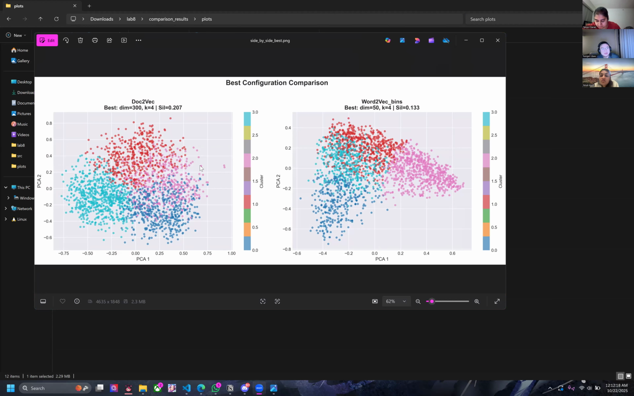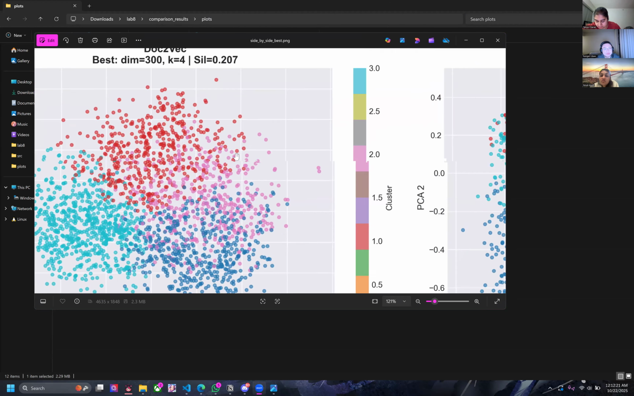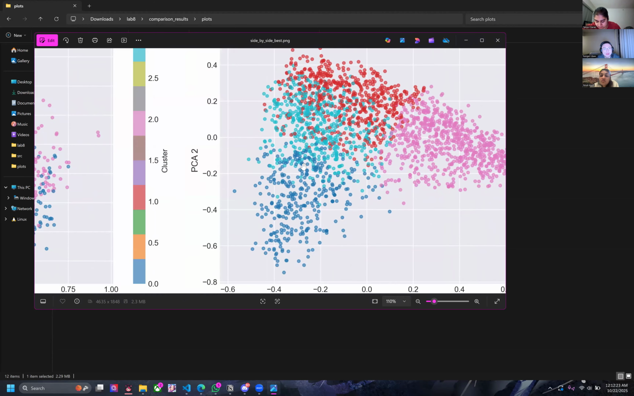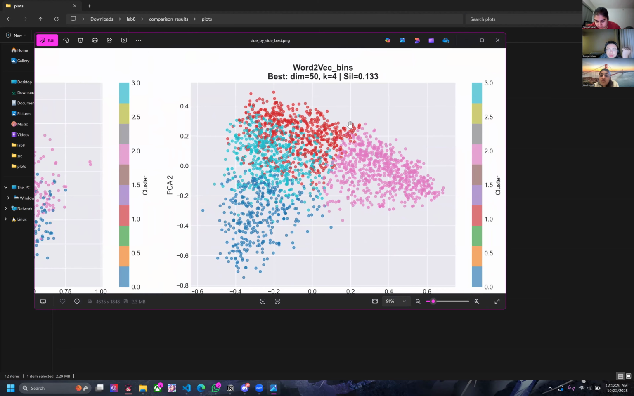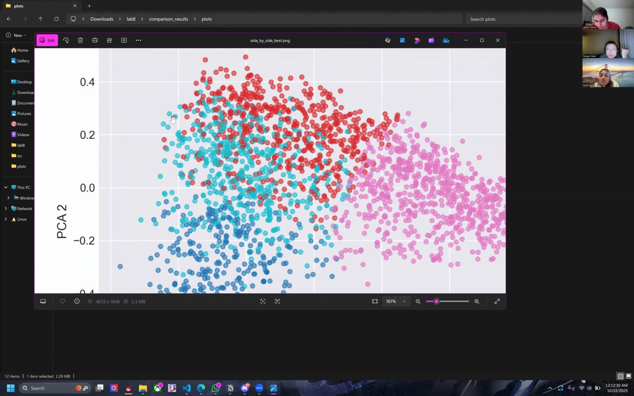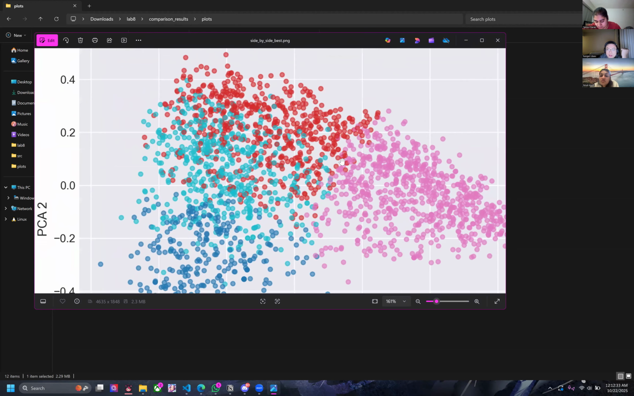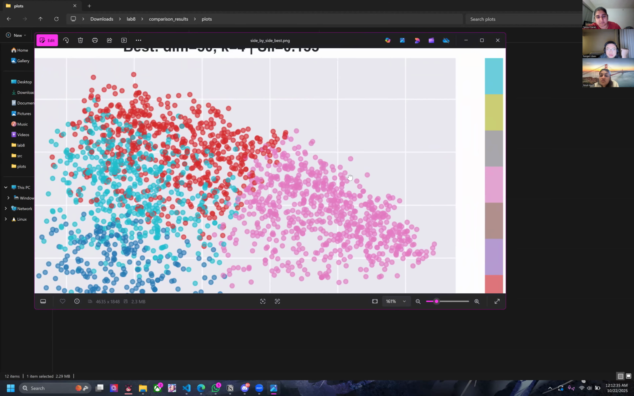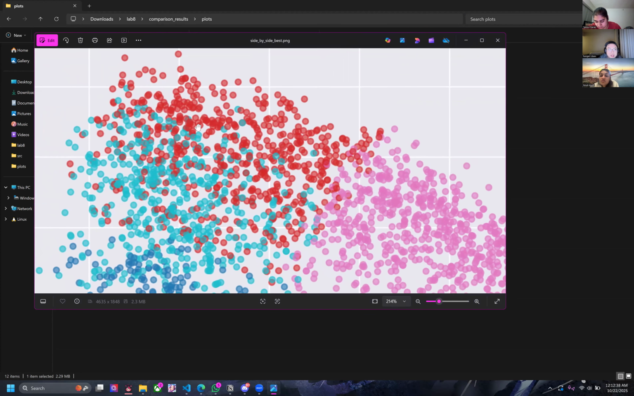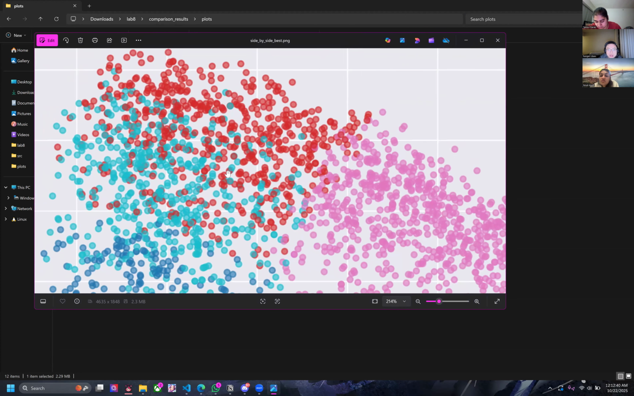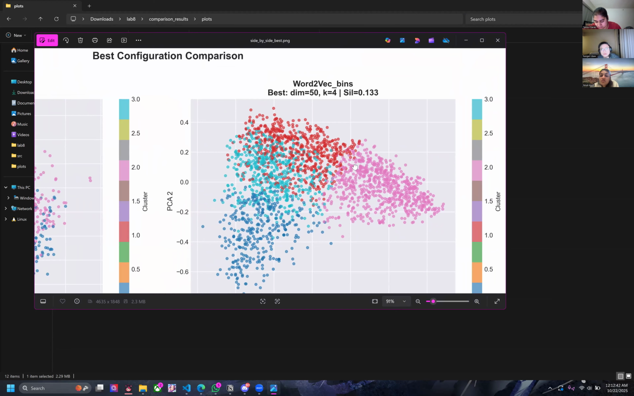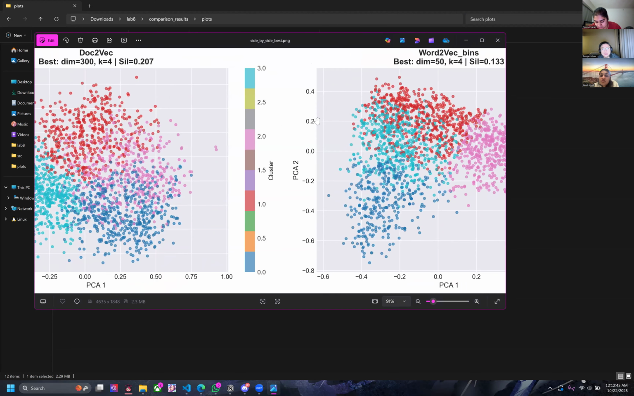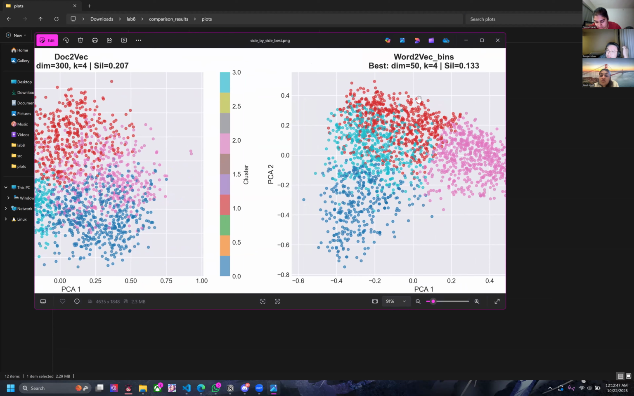As you can see here, for Word2Vec first of all, we can see more separated clusters. But at the same time, we see a lot more mingling between the blue, which is cluster 0, oh no, cluster 3, and red, which is cluster 1. We see a lot of mingling between the data points here, which I believe was the main reason why the silhouette value was so low. As I said, if the mingling is really large, the silhouette metric is really affected.